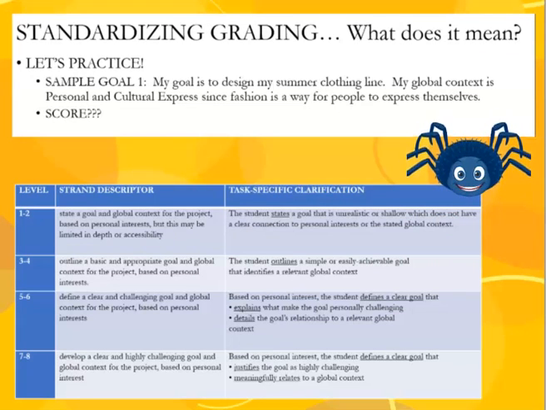The student, indeed, has chosen a global context, but based on the rubric, where do you think that would score? If you scored it as a 1, you would be correct. The student has stated a goal, but it is shallow, does not address personal interest, and it is not connected to the global context. Let's try another.